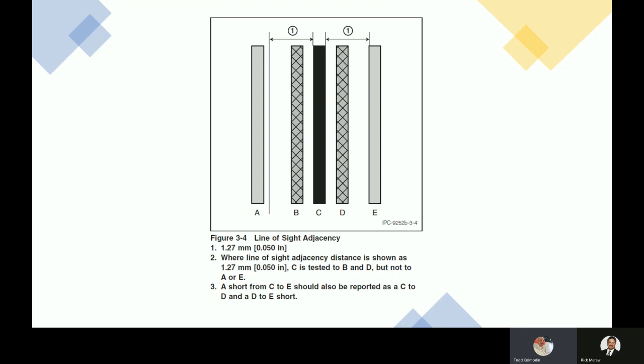The difference with that and flying probe tests is where we talk about a term called adjacency, which is net-to-net spacing. And Rick will probably provide a very nice explanation of what we mean by adjacency. Go ahead, Rick.